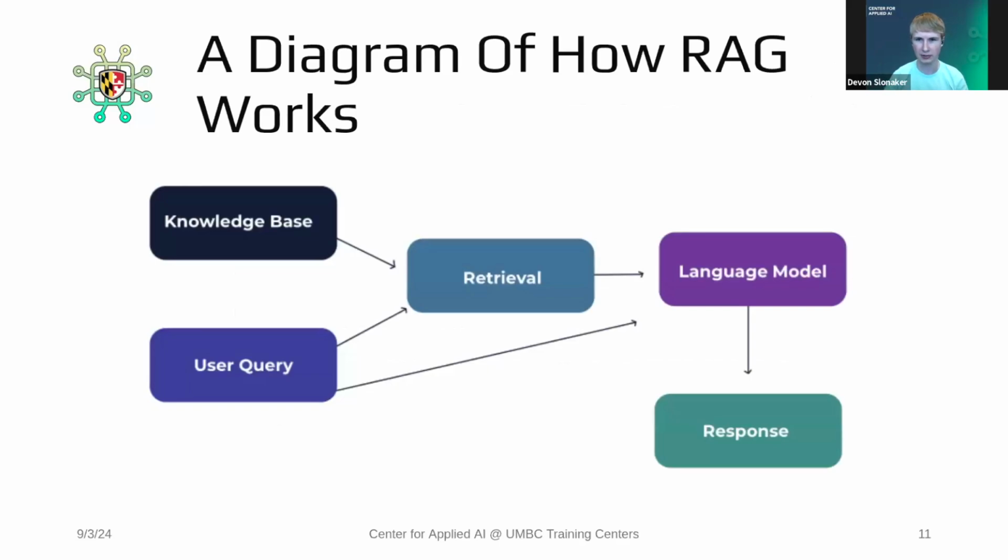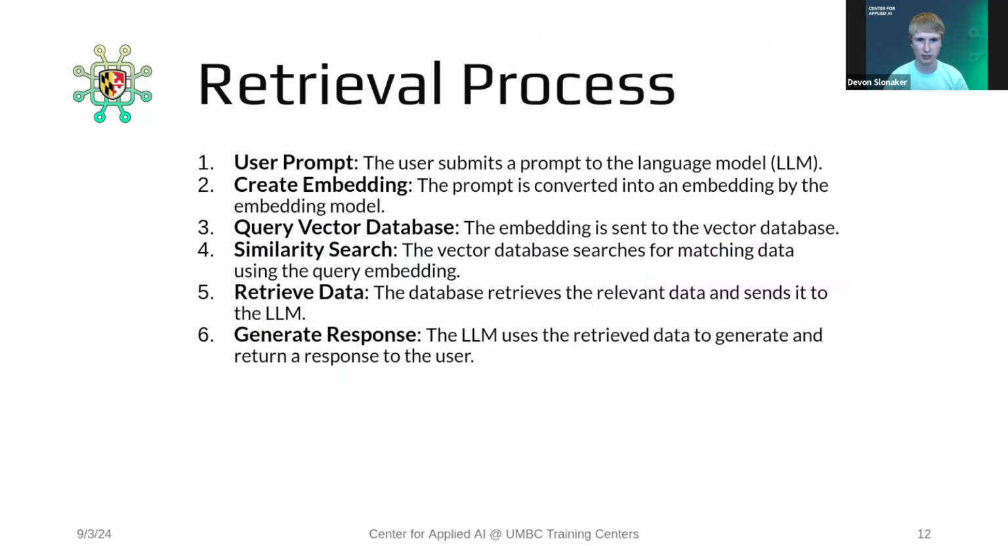So here's a small diagram as to how RAG works at a very high level. First you have a user query and you have a knowledge base, and then the user query is again queried into the vector database, and then both the most relevant information and your query are given to the language model to then generate a response. So the retrieval process is: a user generates a prompt, and then it creates an embedding, and that embedding is then queried through the vector database, and it does a similarity search. It could be cosine similarity or any other kind of metric, and then it retrieves the most relevant information to give to the language model, and then the language model generates the response.